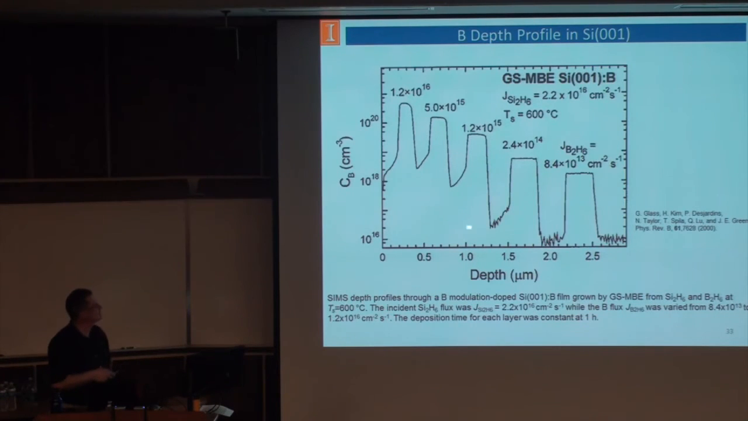Something that's interesting, you can see here the leading edge kind of falls off. It doesn't come straight down like it did here. And that's because of surface segregation. So the boron likes to stay on the surface as you're growing. And so when you turn off the boron, you still have some that's coming out into the pure silicon layer.